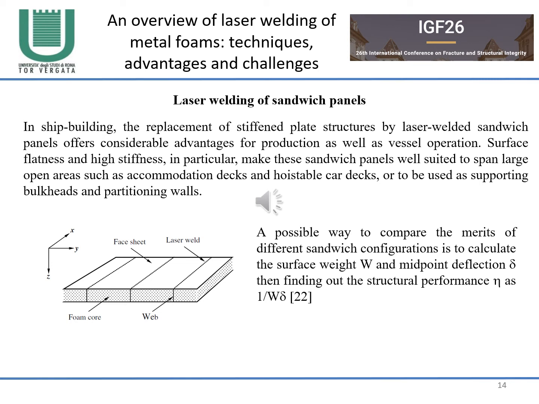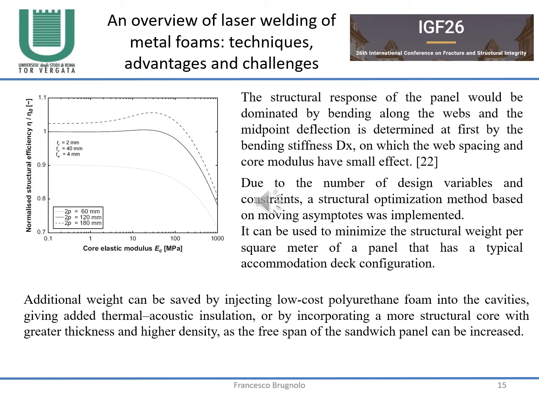A possible way to compare the merits of different sandwich configurations is to calculate the surface weight and the midpoint deflection, then finding out the structural performance as a ratio of them. The structural response of the panel would be dominated by bending along the webs, and the midpoint deflection is determined at first by the bending stiffness.